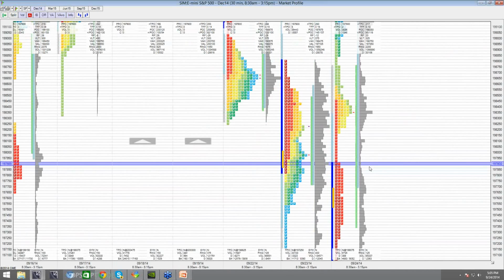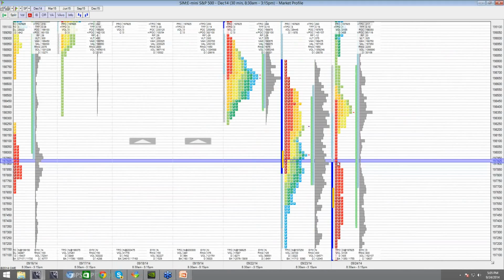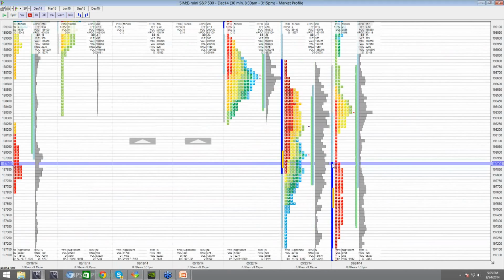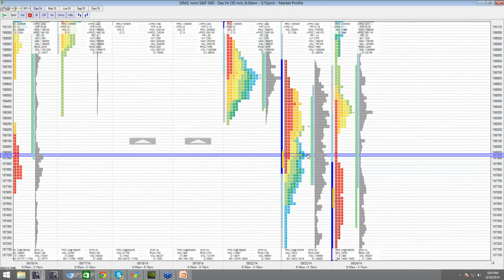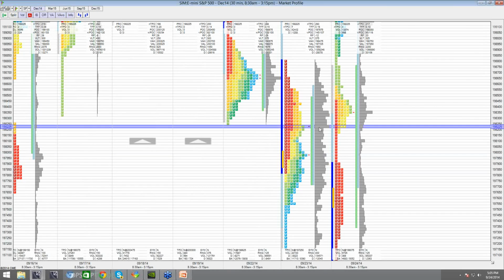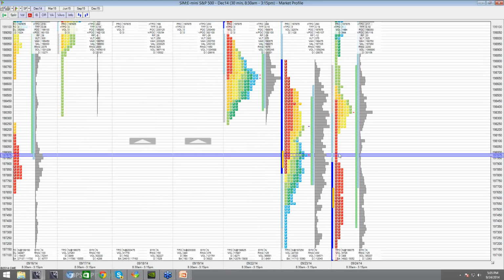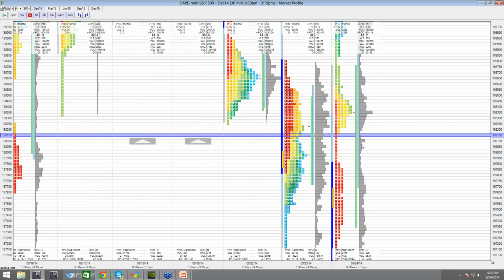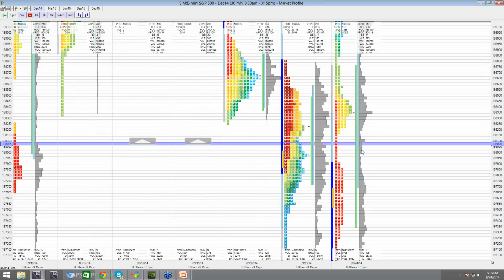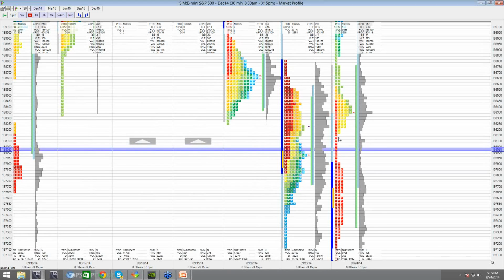And then leaving the initial balance, trading pretty much straight through yesterday's point of control. This is TPO point of control. Volume point of control still up here, but TPO point of control, we pretty much traded straight through it, and we started to build a little volume shoulder right here in these single ticks. So the market waffled a little bit here before it continued.